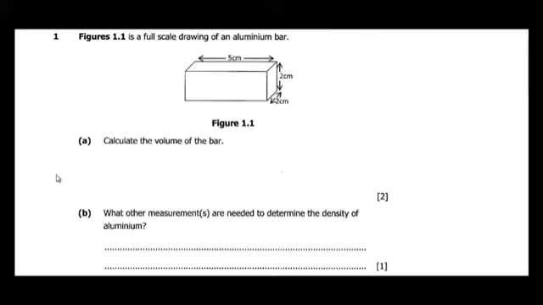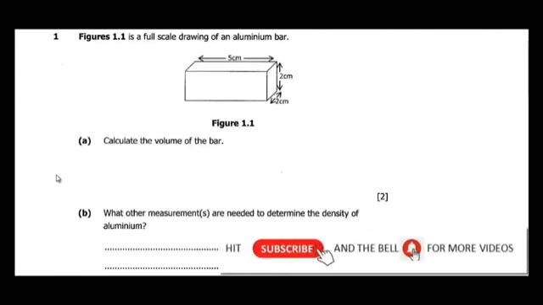In this video, we're going to be solving the Physics 217 past question for the ECZ exam. Now, question 1 says, figure 1.1 is a full-scale drawing of an aluminium bar.